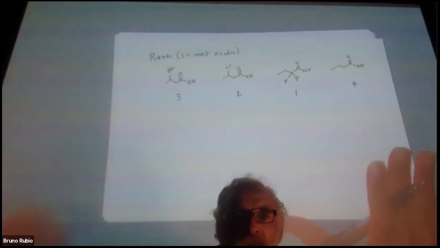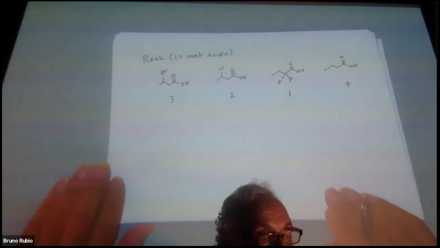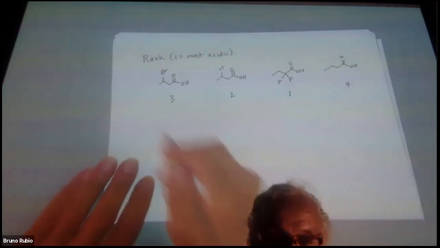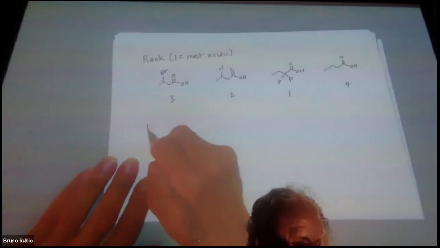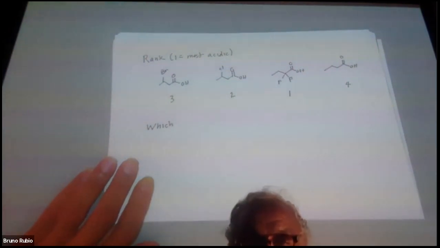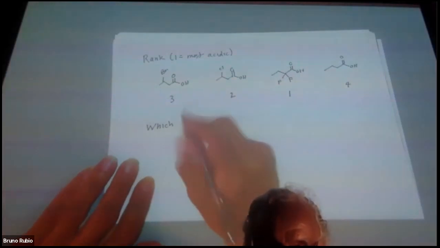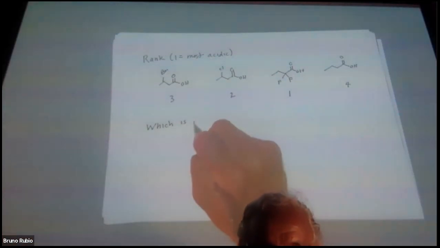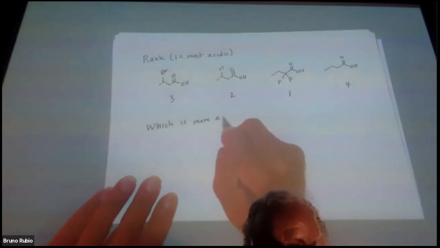All right, so let's go back to a ranking problem and use that information that I just gave. If you're lucky, someday you'll take biochemistry. And when you study biochemistry, undoubtedly you will study the amino acids, which are the building blocks of proteins. So which is more acidic?